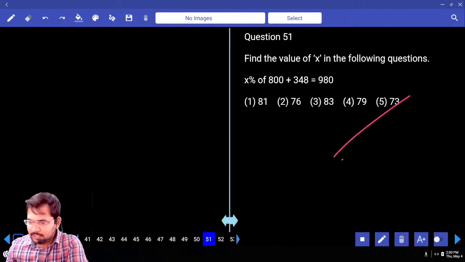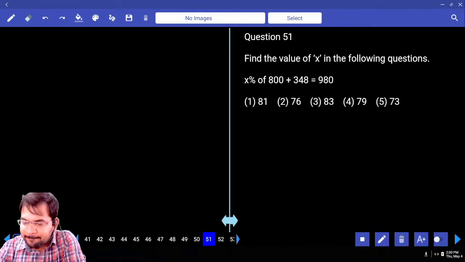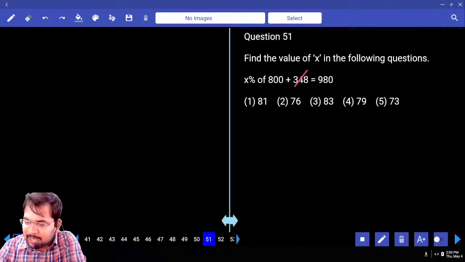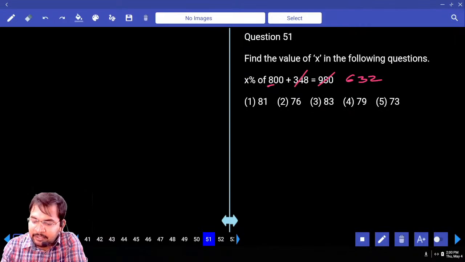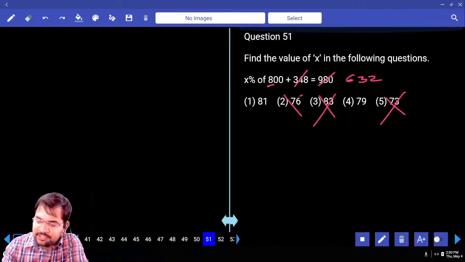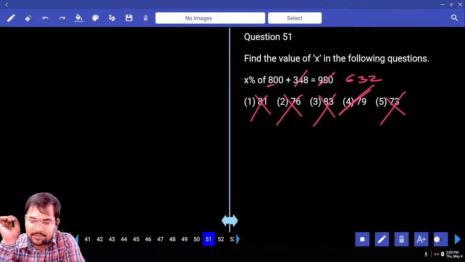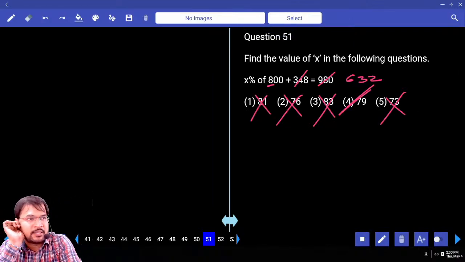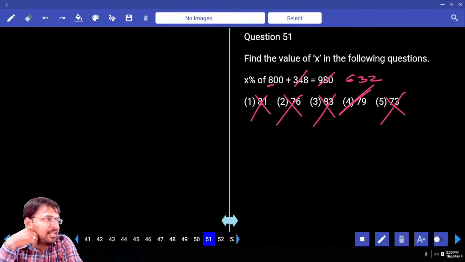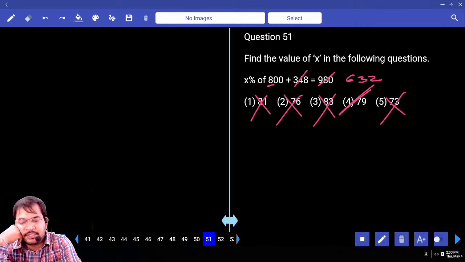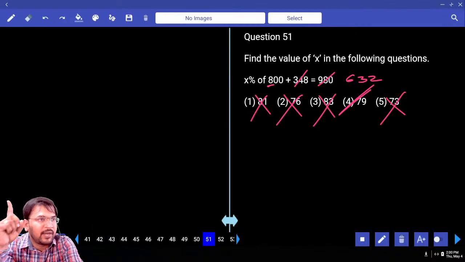Next, see here. So 348. Subtract 348 from 980. 630, 600. Here, to get 2 at the end, 8 must be multiplied by either 4 or 9. So the answer ends with 2, 4 or 9. Which option is there? Your answer is 79. We need 2, and there is only one option. Are you clear?